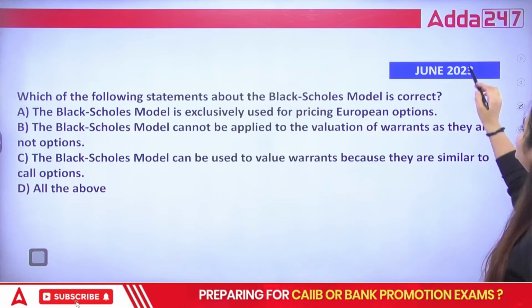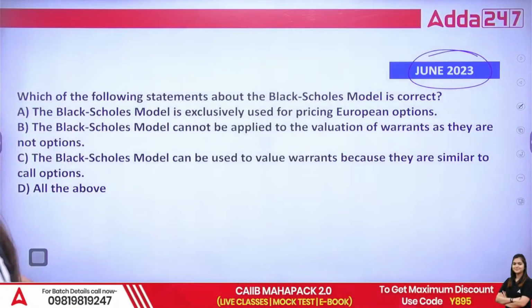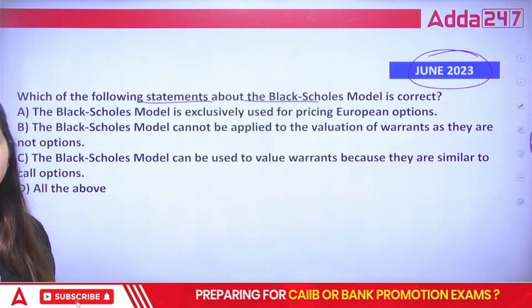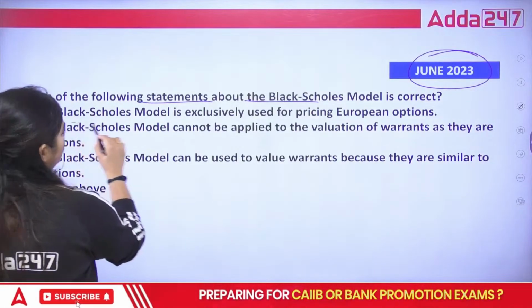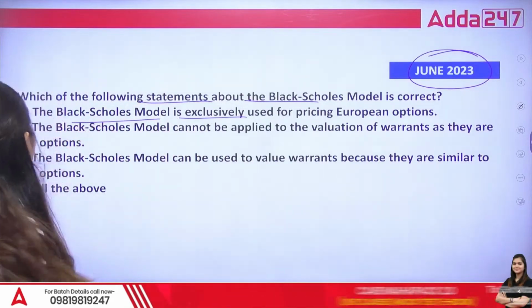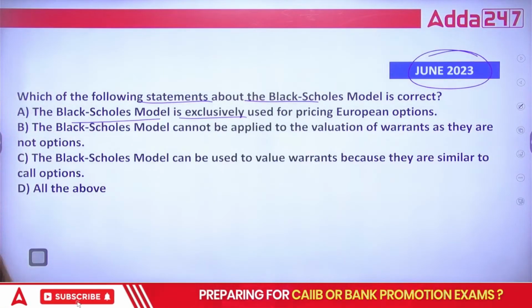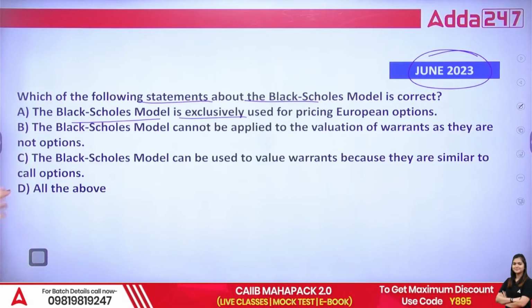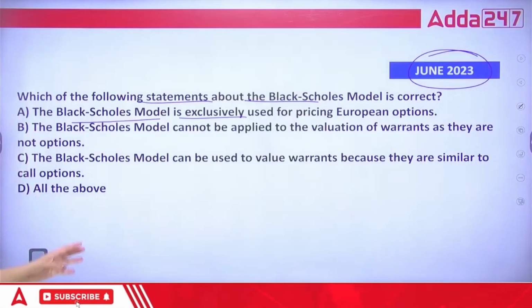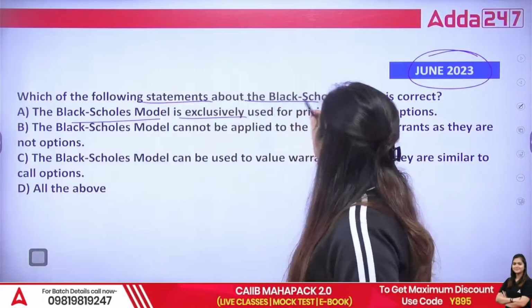As you can see on your screen, this is the question from June 2023. Which of the following statements about the Black Scholes model is correct? The Black Scholes model is exclusively used for pricing European options. The Black Scholes model cannot be applied to the valuation of warrants as they are not options. The Black Scholes model can be used to value warrants because they are similar to call options. All the above. Now, here they are talking about the Black Scholes model.